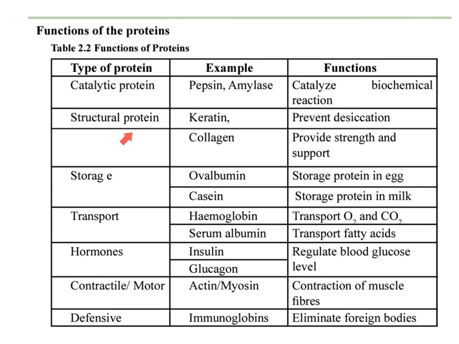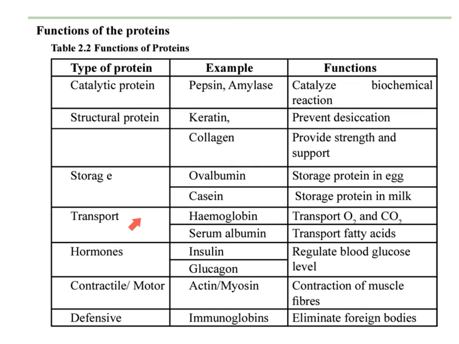Then the second type is structural proteins. 2 examples are given. First one is keratin. They prevent desiccation. That's in your skin. And collagen is in your bones. They provide strength and support. And the third type is storage protein. We have given you 2 examples. First one is ovalbumin. When we say ova, you should be able to understand they're talking about egg cells. So that is the storage protein in egg. Then casein is the storage protein in milk.